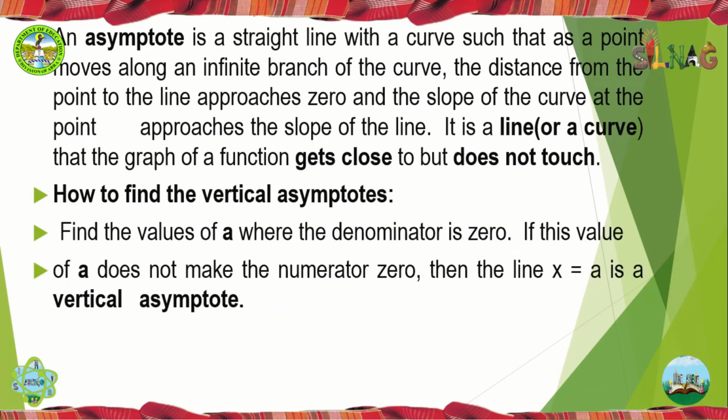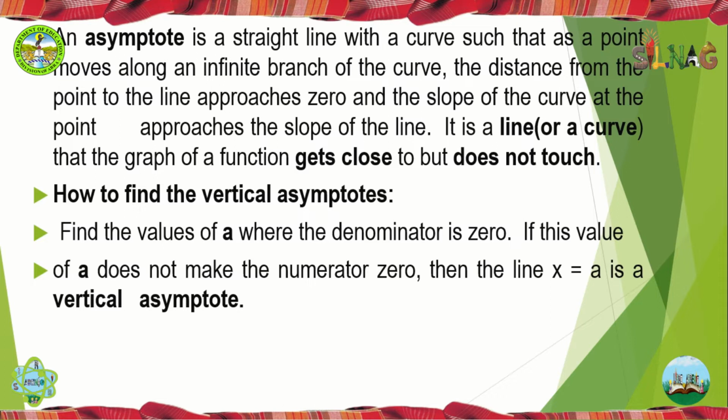So let us have an asymptote. An asymptote is a straight line associated with a curve such that as a point moves along an infinite branch of the curve, the distance from the point to the line approaches 0 and the slope of the curve at the point approaches the slope of the line. It is a line or a curve that the graph of a function gets close to but does not touch.